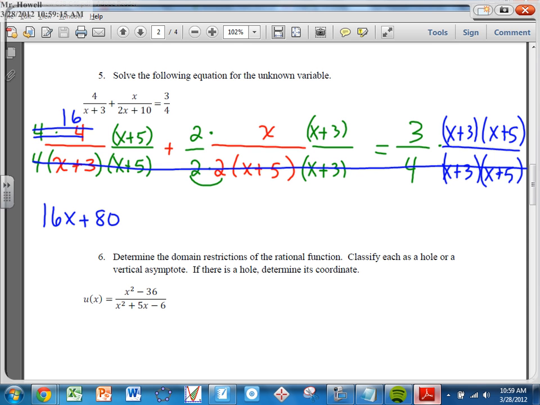30 and 50 is 80, right? You did it in your head that way, Marcus? Good. Next one. Everybody see 2 times x? Just write 2x, please. Think of this as 2x.